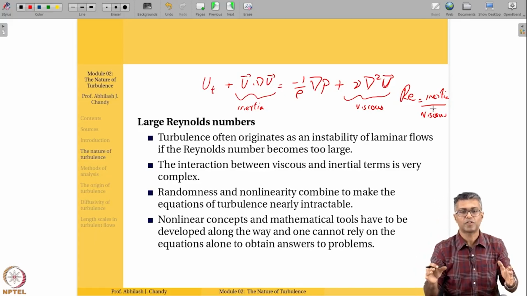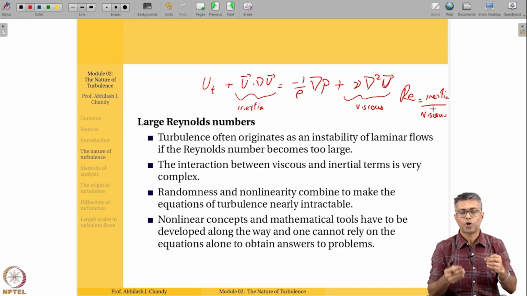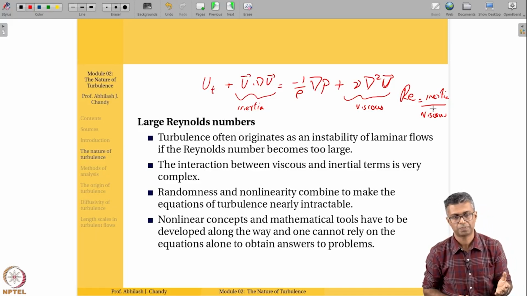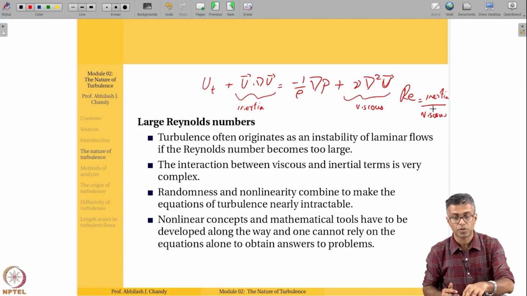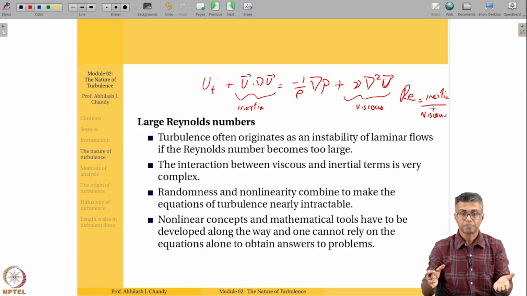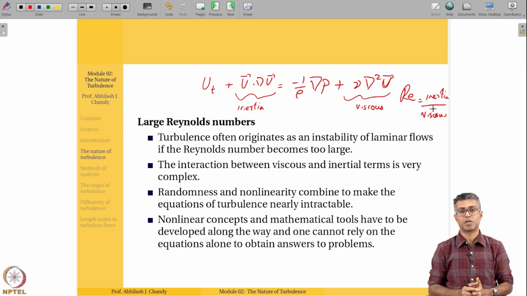So in order to solve these equations, a lot of concepts and tools have been developed, but we now know that you cannot rely on equations alone in order to come up with the solution to this problem. And that large Reynolds number is what makes it extremely complex. The large Reynolds number comes because the inertia term is much more dominant compared to the viscous term. So the nonlinear term has an effect, and that nonlinearity makes these equations intractable to solve.